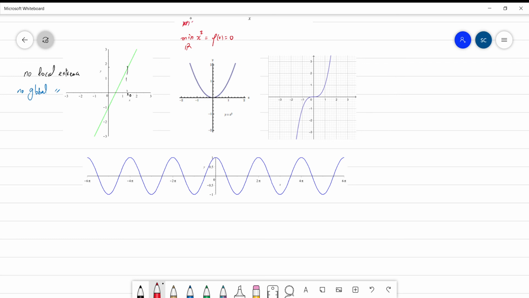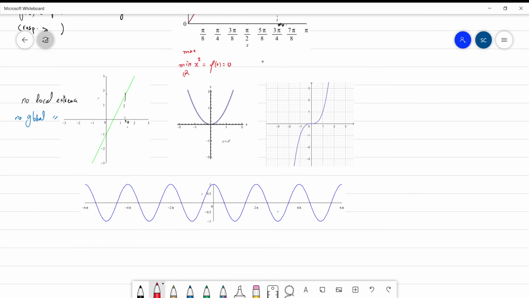No maximum. So let's correct this one. I can say that the maximum of x squared over R doesn't exist. Let's write it here: the maximum of x squared on R does not exist. 0 is the only local minimum. No other local extremum, no local maximum.